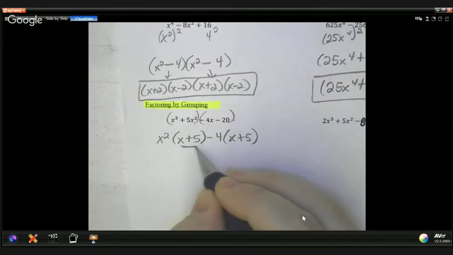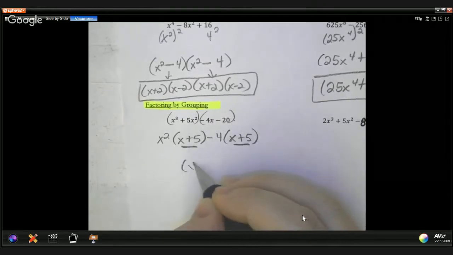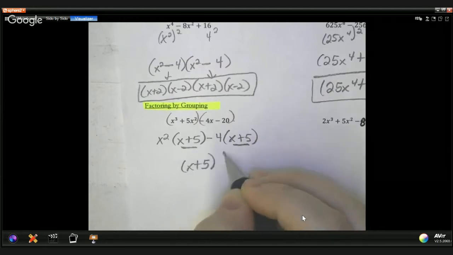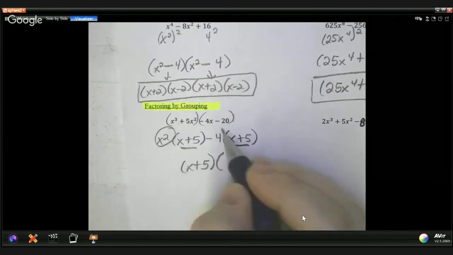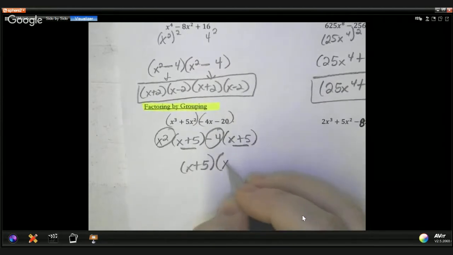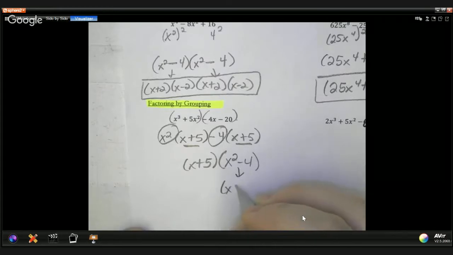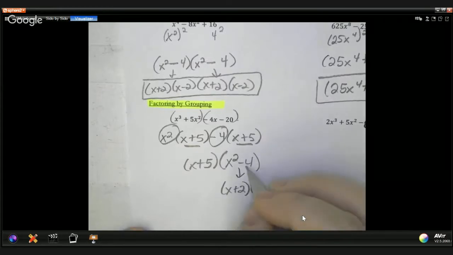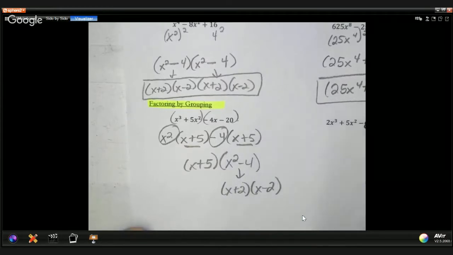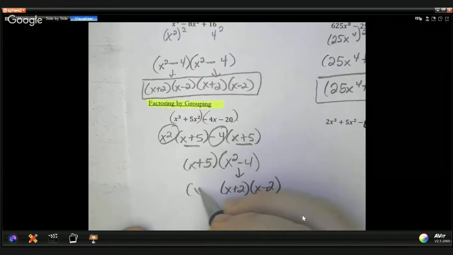Now, if you notice, you have the same parentheses, so that's the first answer. The second answer is the numbers in front, which is x squared minus 4. Now, I hope that you're getting good at recognizing these. We've spent a lot of time on them, and you're going to have them a lot this lesson. This is a difference of squares, x minus 2, x plus 2, and I'm going to bring down the x plus 5.